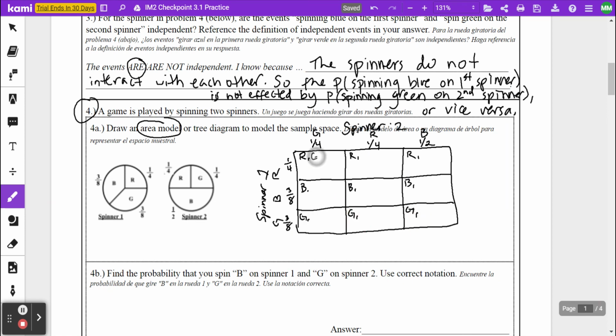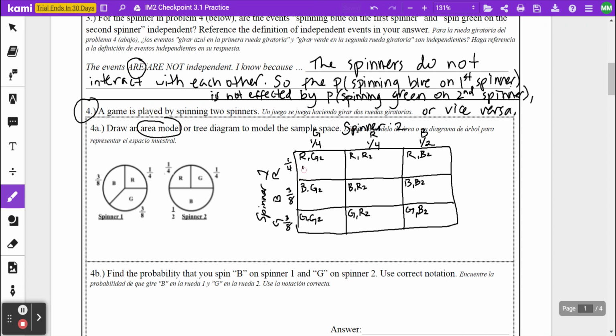This is G, G, G, and these are all for spinner 2. Red, red, red, and these are all for spinner 2. Blue, blue, blue. These are all for spinner 2. And to find the interior numbers, I'll be multiplying the exterior probabilities.